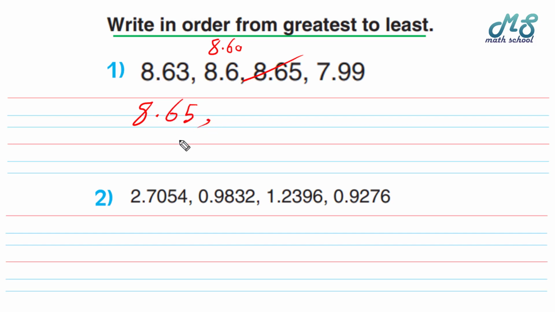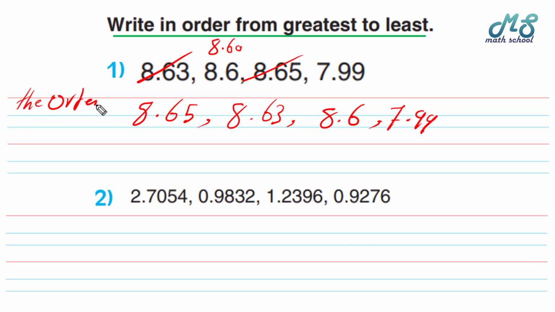8.65. This is the greatest one. Followed by 8.63. 8.63. Followed by 8.6, which is 8.60. 8.6. Followed by 7.99. This is the order from greatest to least. So you have to write the order from greatest to least.